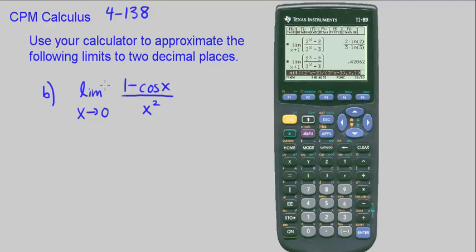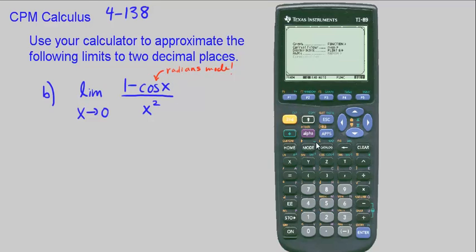Part B says the limit as x approaches 0 of 1 minus cosine x divided by x squared. So we do the same thing, but we must be careful about making sure our calculator is in radians mode, because we have cosine, a trigonometric function. So I'm going to click mode, go down here and make sure I see radians.